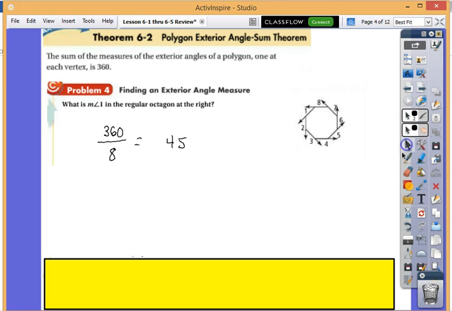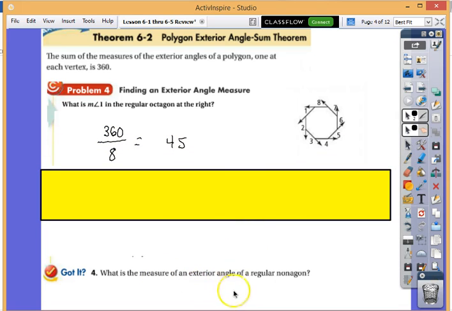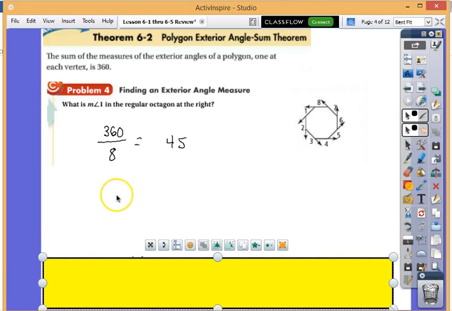All right. For your challenge, I want you to find the measure of an exterior angle of a regular nonagon. A nonagon, was that 9? So the answer to this one is 40.